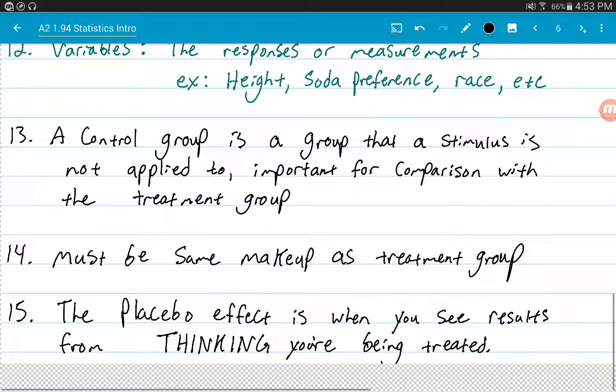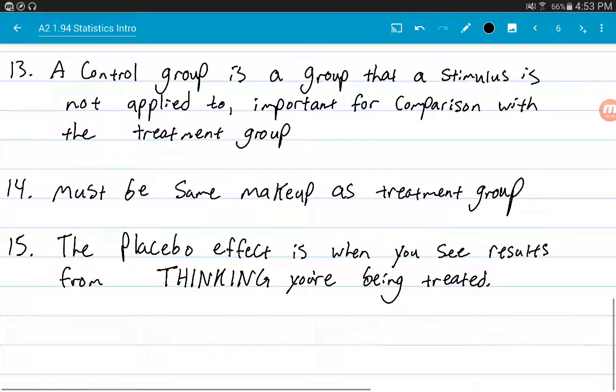Now, a control group is super important to a study. A control group is a group that a stimulus is not applied to, and it's important for comparison with the treatment group. So if I wanted to test if a new blood pressure drug was working, I would test the blood pressure drug on one group, and I would give the other group a fake drug. Okay, and then I would at the end compare the differences in their improved or disimproved blood pressure. So the group that gets the not real drug, that's the control group.